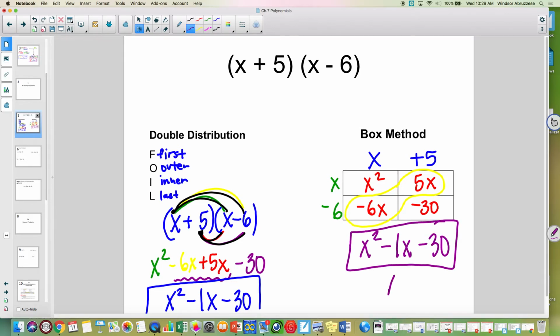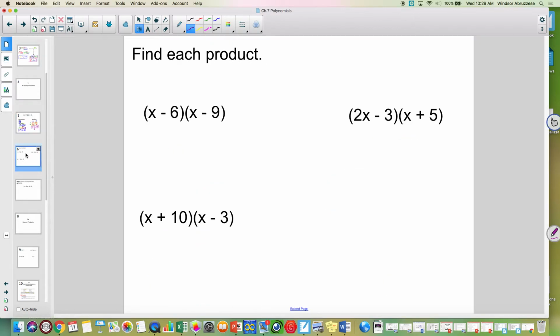So some of you might like this method more because it's just easier to see visually. You might want to start with the box method, and then the more you do it, you will gradually move over to double distribution or FOIL. Let's try a few more.